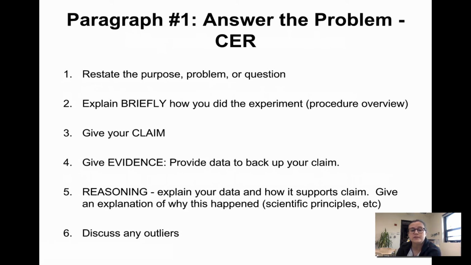You'll then give your claim, which remember is your answer to the problem, what you found out. Give your evidence. So now what data did you use to get to your claim? And then explain it in your reasoning. Explain your data, explain how it supports the claim, and then give an explanation of why it happened. You might just be coming up with your own explanation of why it happened, but a lot of times in 8th grade science we'll have new scientific principles that we've learned, and you can use those to help explain why the outcome was the way that it was, why your results happened.